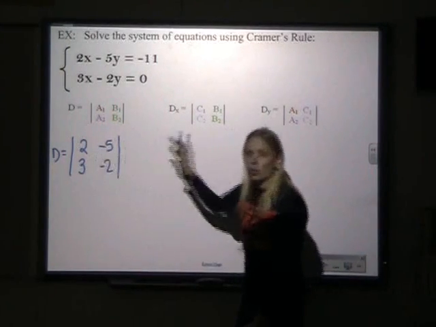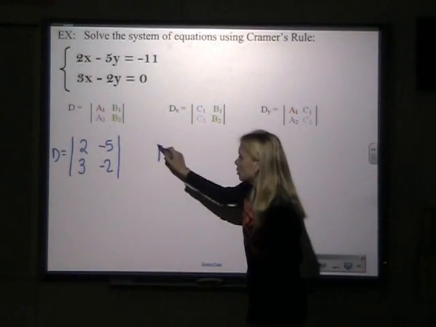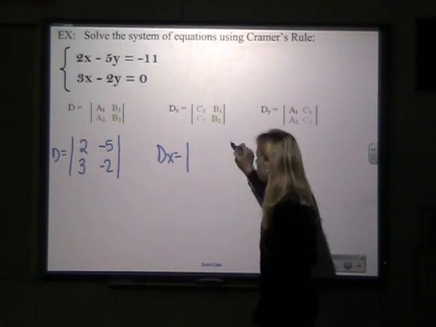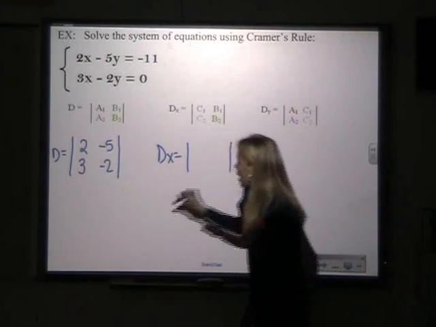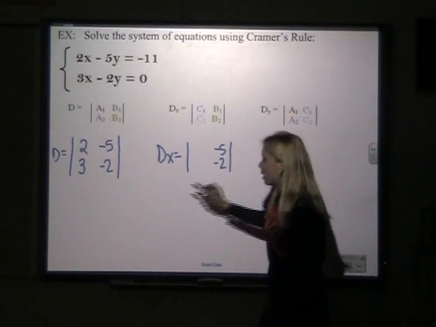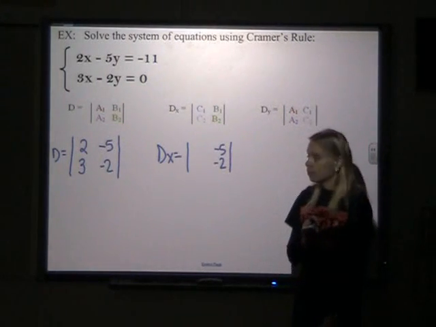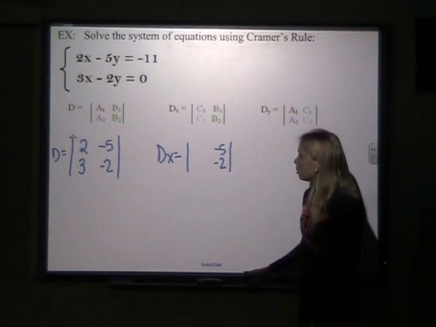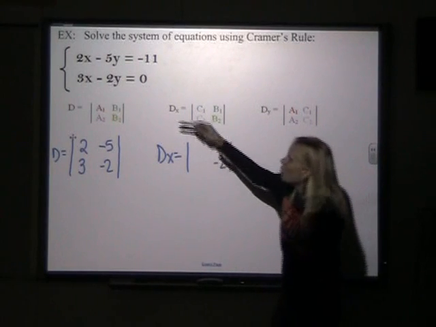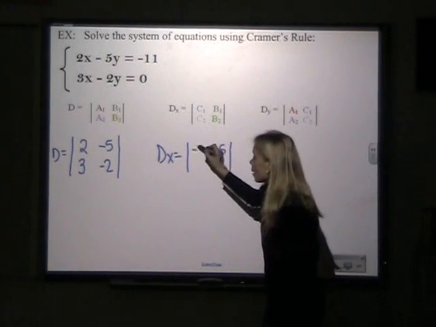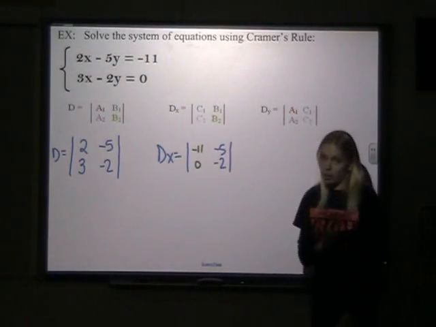Now, let's go ahead and write this out. When I go to do the next one, where the x's are, I'm going to wait. But I'm going to leave this part the same. Now I'm going to replace my x's with the numbers at the end. And it's okay to have a 0 in that matrix.